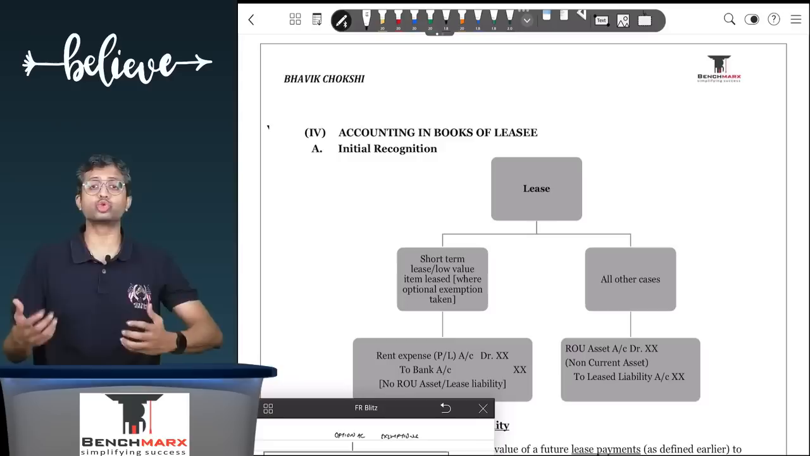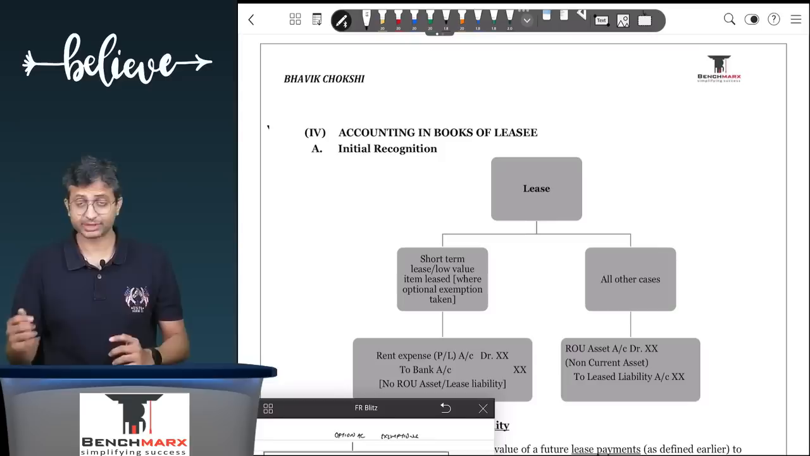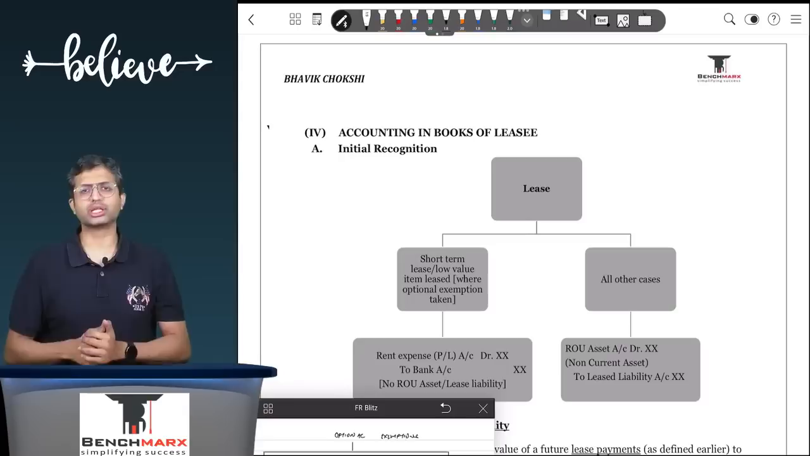So in the books of the lessee, how should you account for the asset? Well, the standard says that if you're not covered by the optional exceptions, that is, you are not a short-term lease or you're not a lease of a low-value item, in which case, you will recognize a right-of-use asset and a corresponding lease liability at the date of commencement.